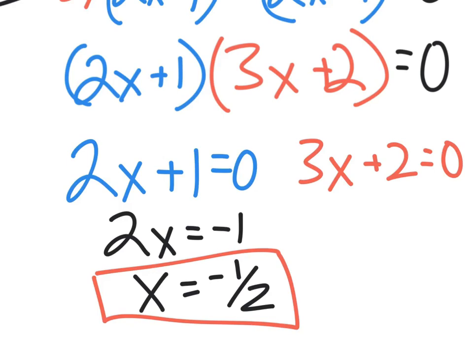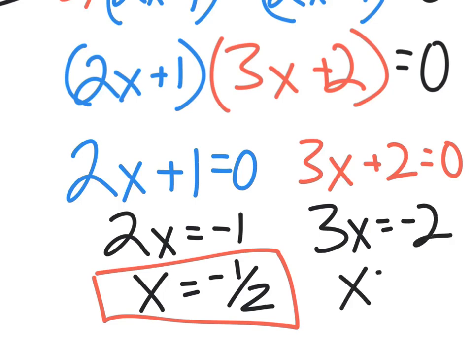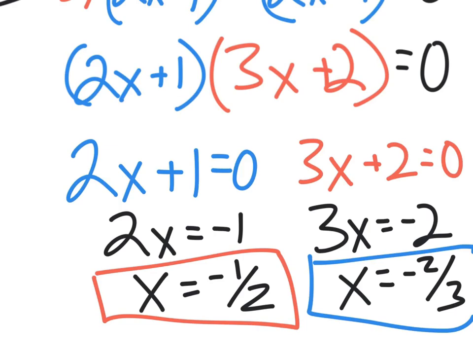What's the other root? Well, when we subtract 2 from both sides, we're going to have 3x equals -2. And then we're going to divide both sides by 3, and so it's going to be x equals -2/3. And that's the other half of the answer. Nice job.